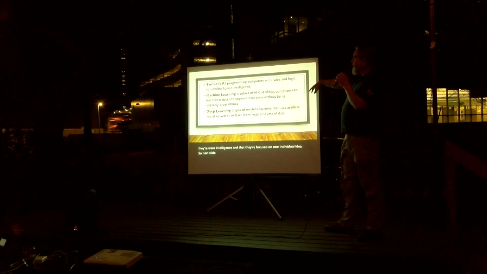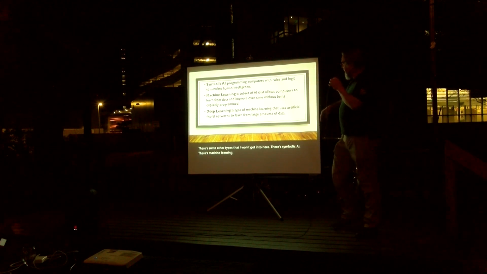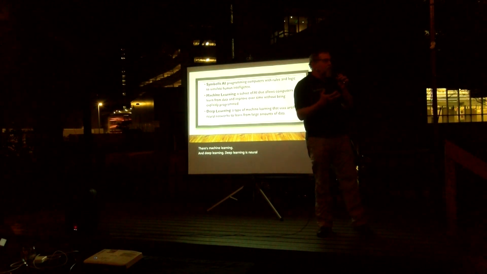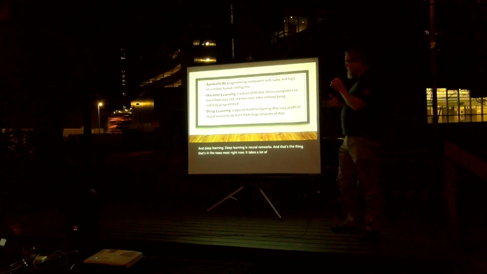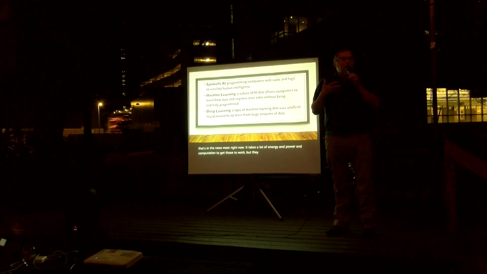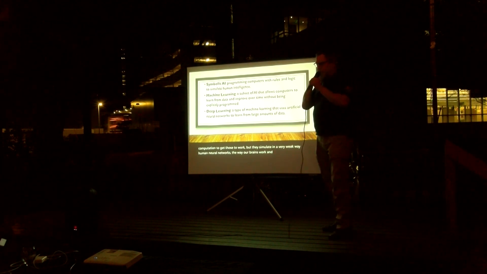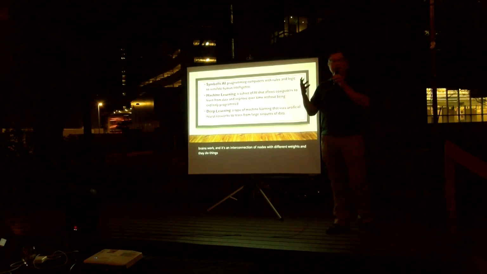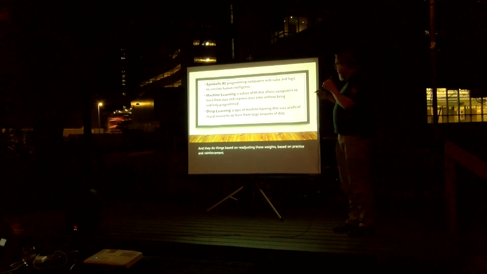There's some other types that I won't get into here. There's symbolic AI, there's machine learning, and deep learning. Deep learning is neural networks, and that's the thing that's in the news most right now. It takes a lot of energy and power and computation to get those to work, but they simulate, in a very weak way, human neural networks, the way our brains work and the way the animal brains work. And it's an interconnection of nodes with different weights, and they do things based on readjusting those weights based on practice and reinforcement. So move ahead.